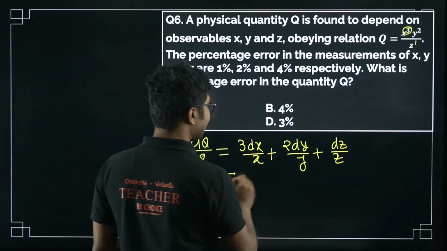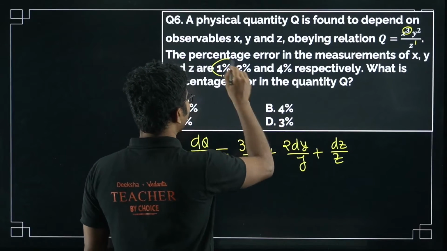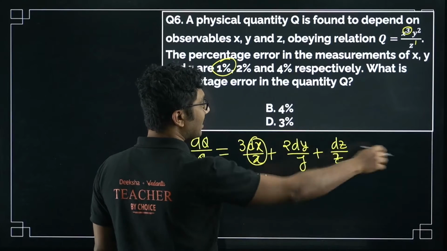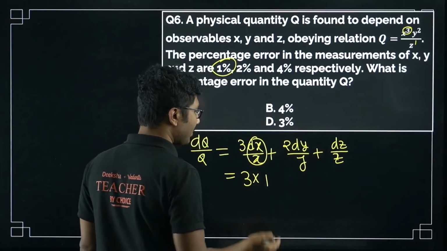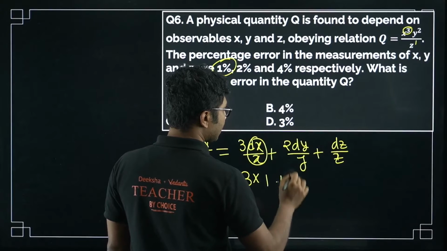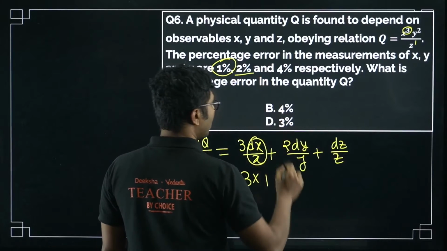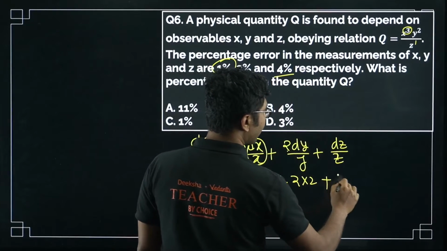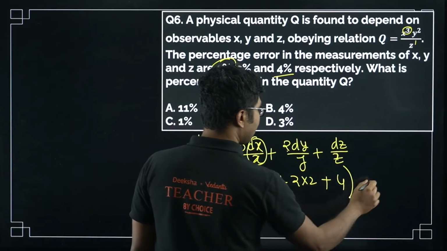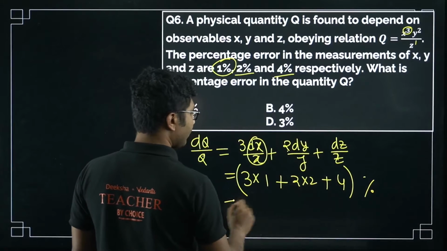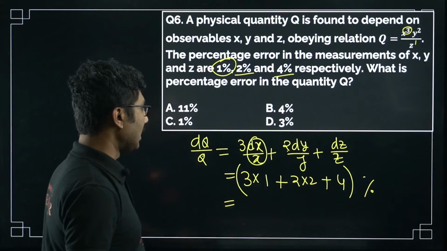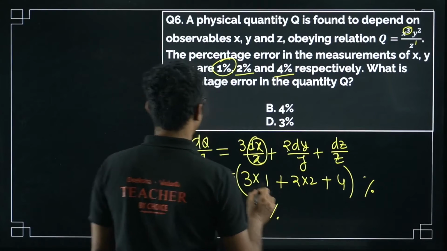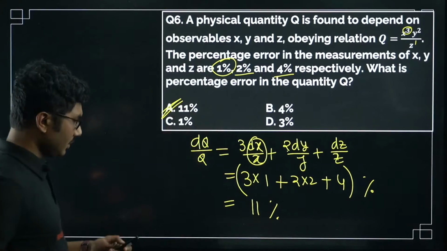Now what is the percentage error in x? x is 1%, so 3 into 1. Okay, so basically if you multiply everything with 100, it converts into percentage. Okay, plus 2 into dy by y is 2, so 2 into 2, plus this is 4%, so 4, and entire is percent. Okay, so it will be 3 plus 4 is 7, 7 plus 4 is 11, so total error is 11%. So the correct answer is option A.